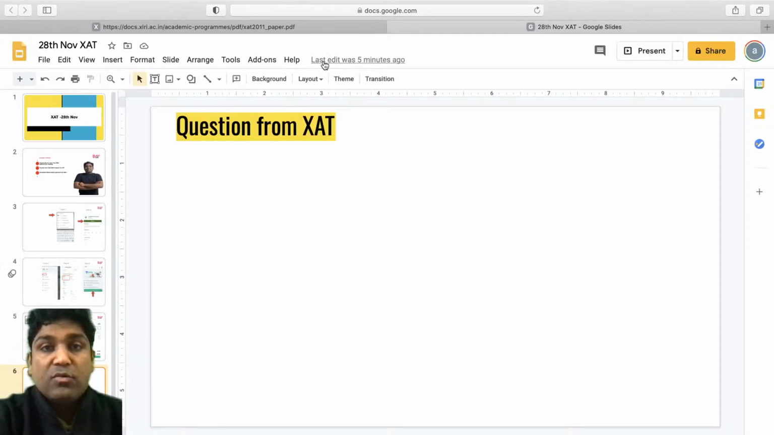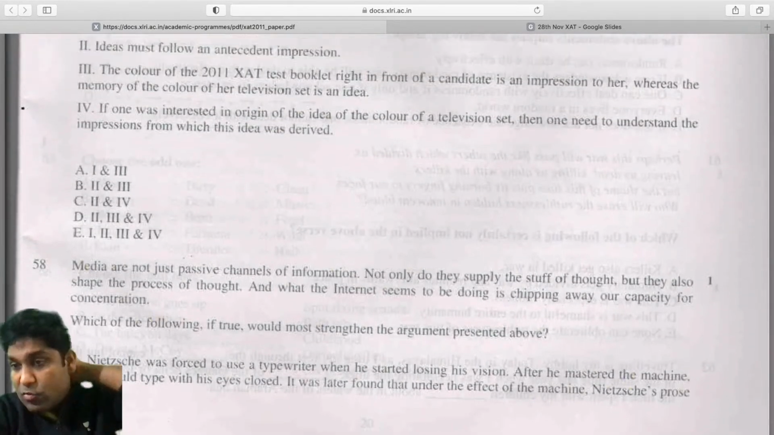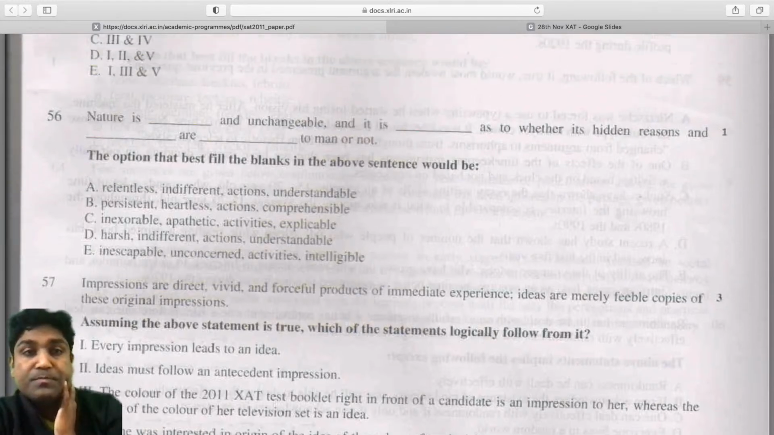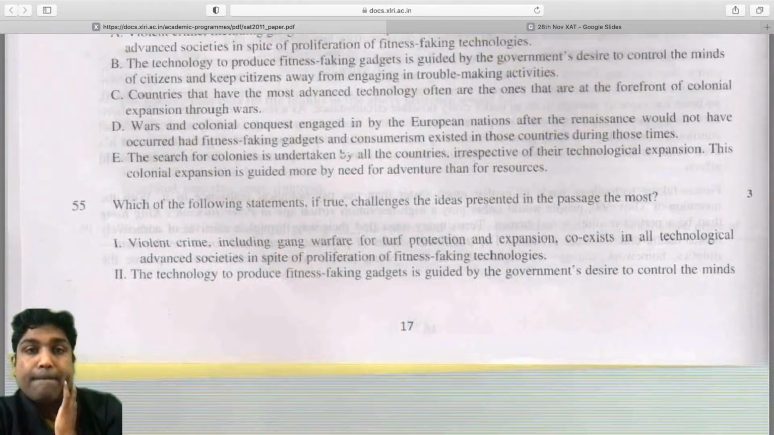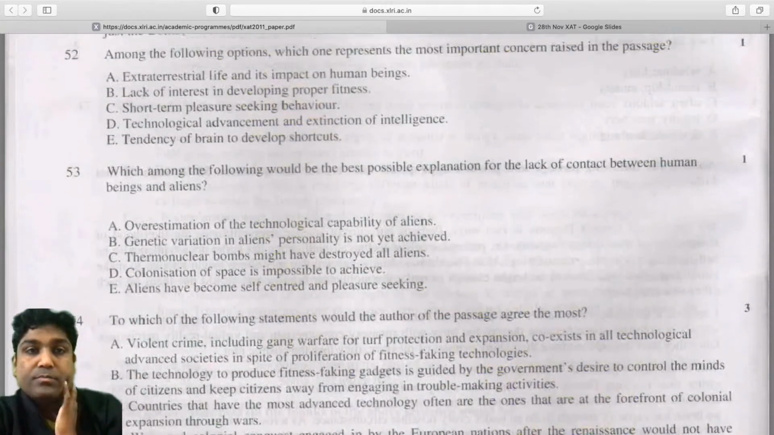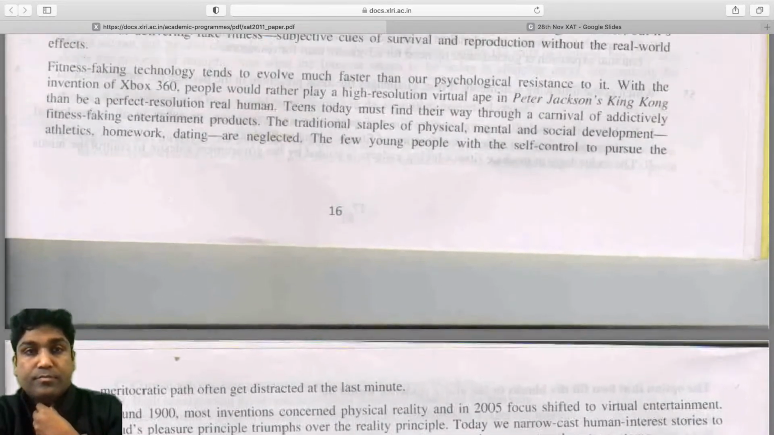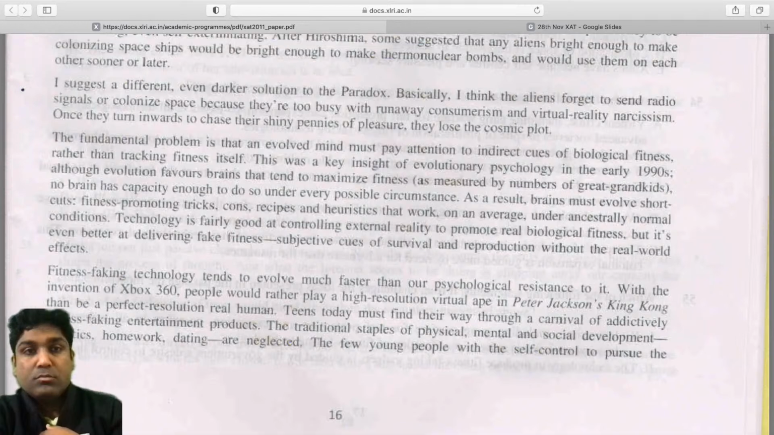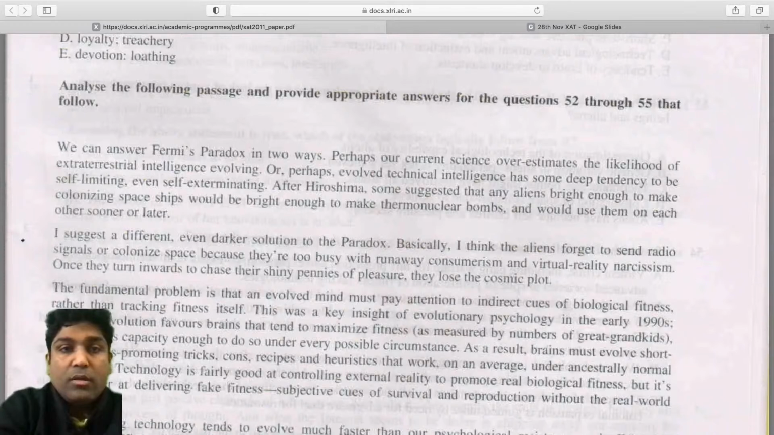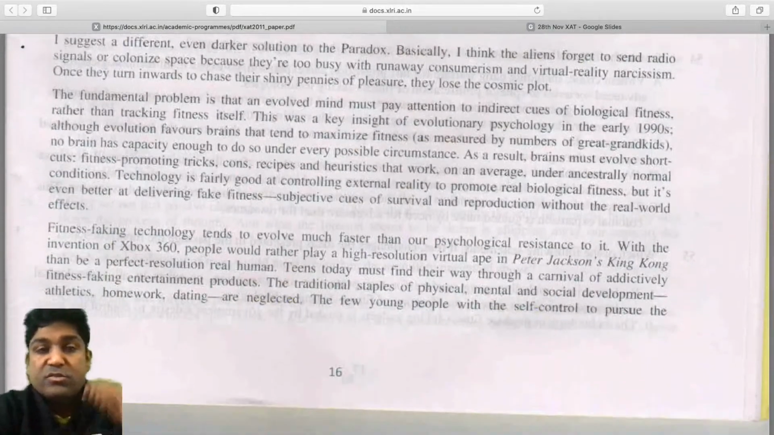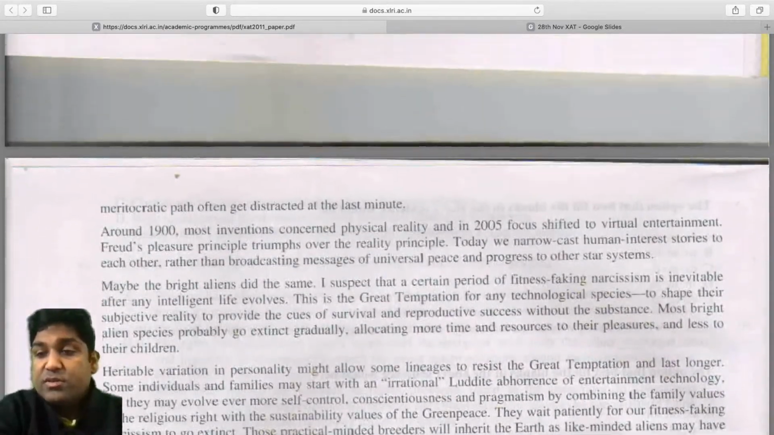Let's come back to what we were here for. We were here for solving questions. We wanted to help you with the questions for XAT question papers. Okay. So we solved till this part. I think we had to start this RC yesterday. Question number 52.